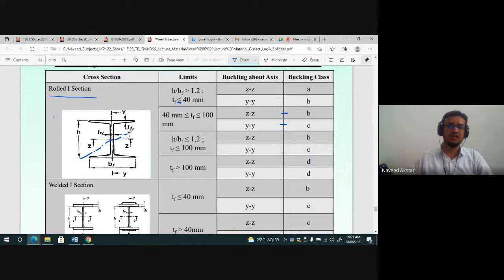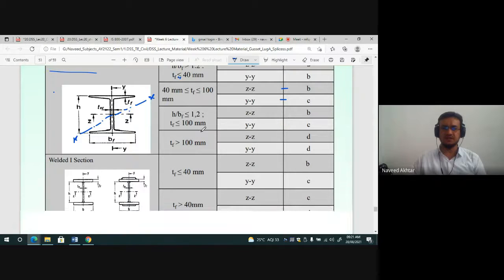Along the length of the member, this axis is the X axis. In cross section, generally the major axis is the ZZ axis. So the buckling class is defined for the ZZ axis and the Y axis, and the X axis is along the length of the member.